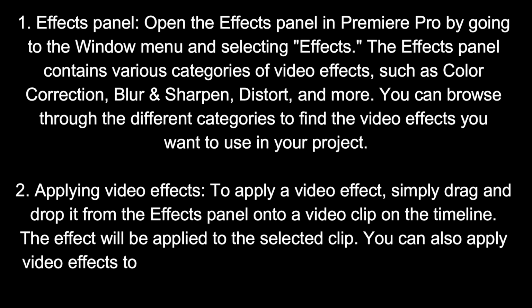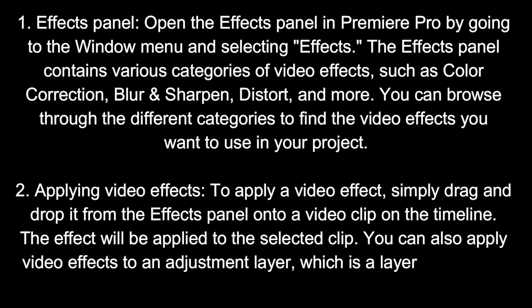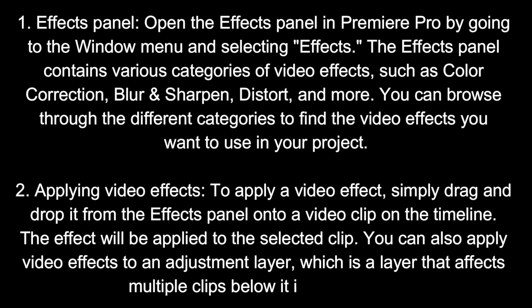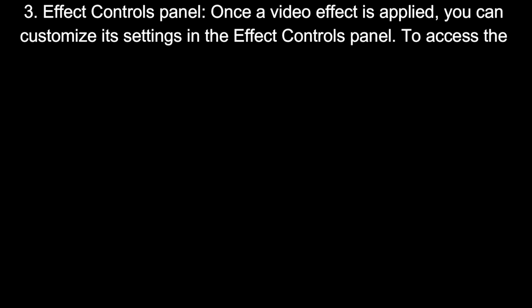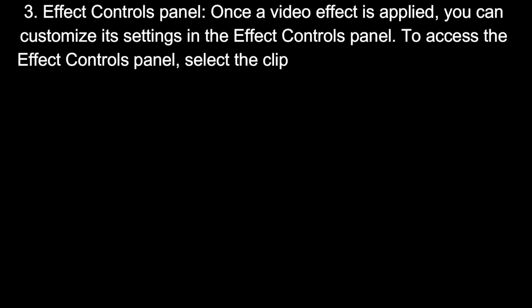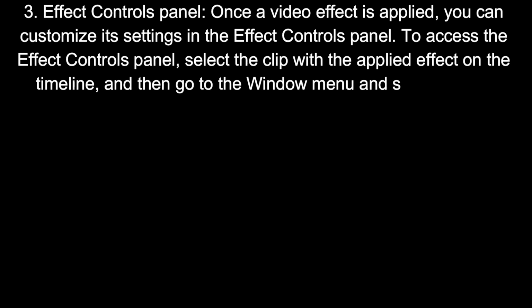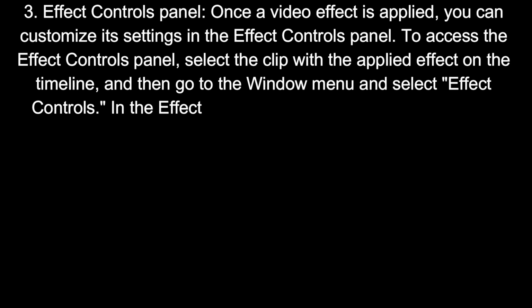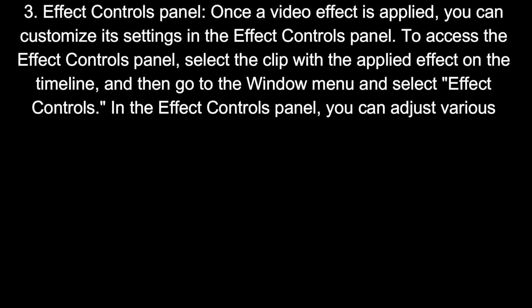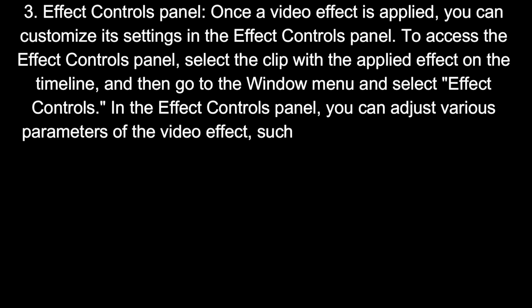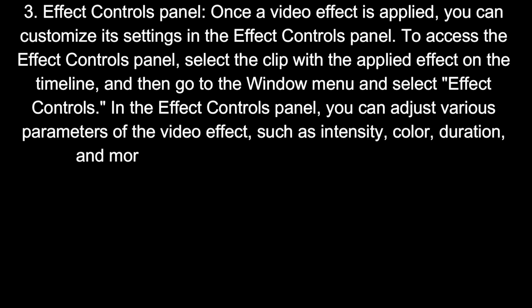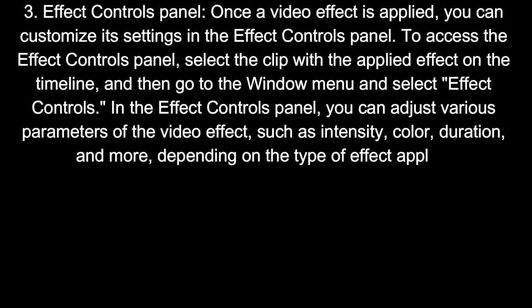You can also apply video effects to an adjustment layer, which is a layer that affects multiple clips below it in the timeline. 3. Effect Controls panel. Once a video effect is applied, you can customize its settings in the Effect Controls panel. To access the Effect Controls panel, select the clip with the applied effect on the timeline, and then go to the Window menu and select Effect Controls. In the Effect Controls panel, you can adjust various parameters of the video effect, such as intensity, color, duration, and more, depending on the type of effect applied.